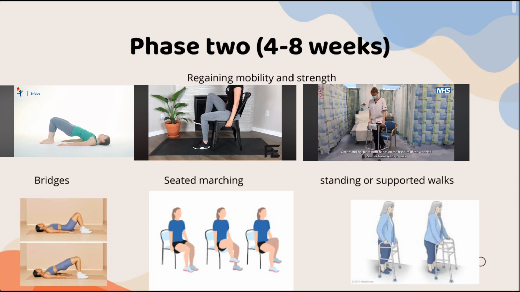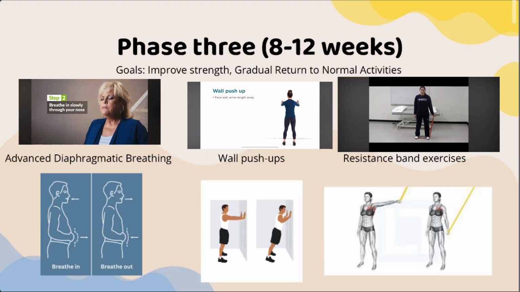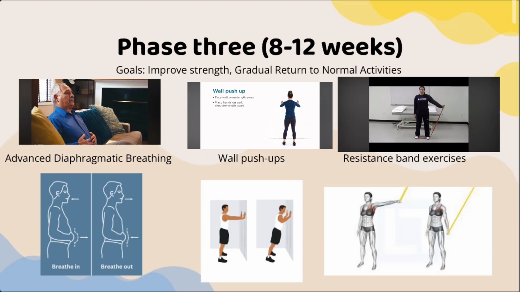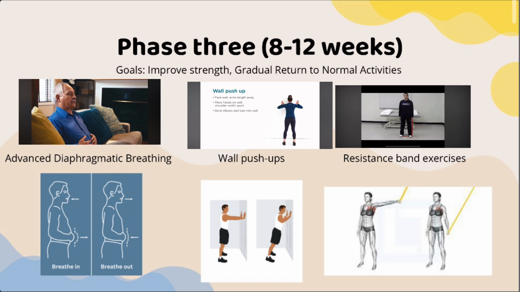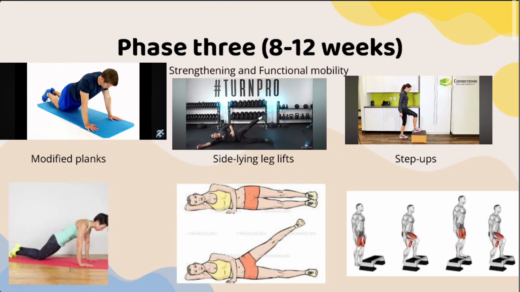Once able to do all of that, we have our third phase, which is 8 to 12 weeks. The goals during this phase are to improve strength and gradually return to normal activities. We have advanced diaphragmatic breathing, wall push-ups, resistance band exercises, along with modified planks, side-lying leg lifts, and step-ups.